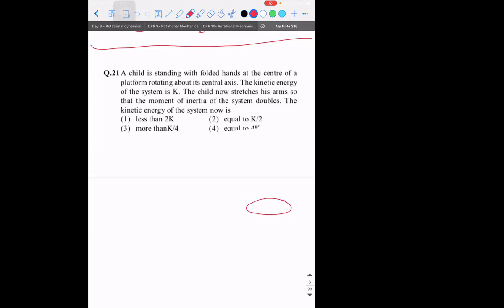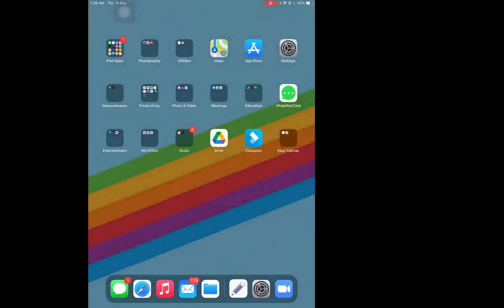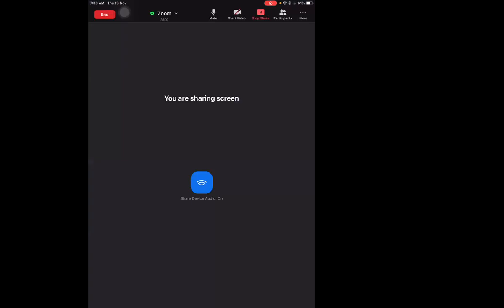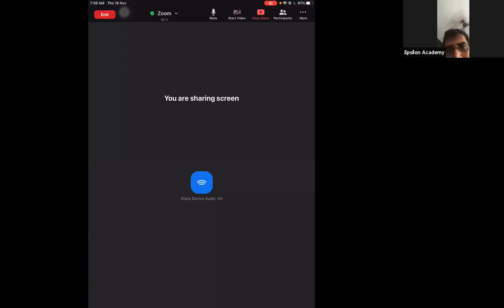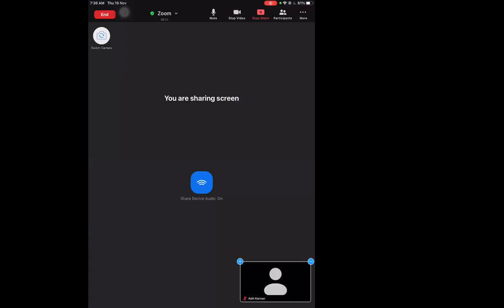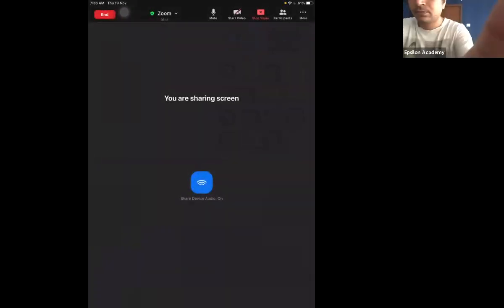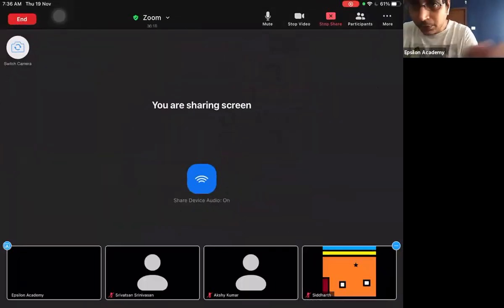So when the arms are folded together, okay. See, are you guys able to understand what I'm saying? Are you guys able to understand what I'm trying to say? Let me show you. So are you able to see me? Am I visible? Yeah.